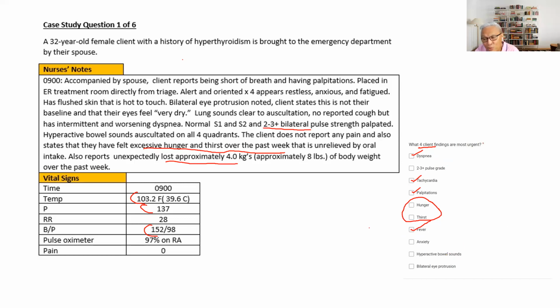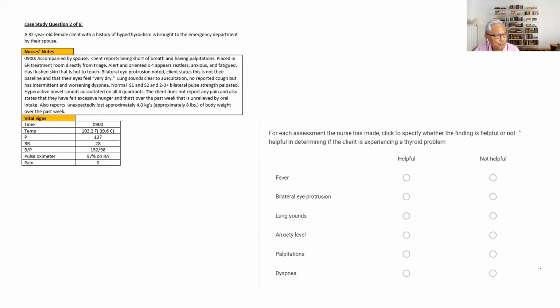All the client findings are concerning. Yes, true. But the physiological findings of dyspnea, tachycardia, palpitations, and fever are the most important ones compared to the other ones. Okay? So that would be the way in which to answer that question. All right. So it's the same information, but now we're being asked a question. And the question is, for each assessment the nurse has made, click to specify whether the finding is helpful or not in determining if the client is experiencing a thyroid problem. So in your question, it's just going to be if it is helpful.